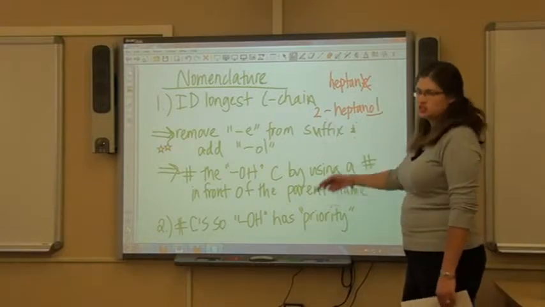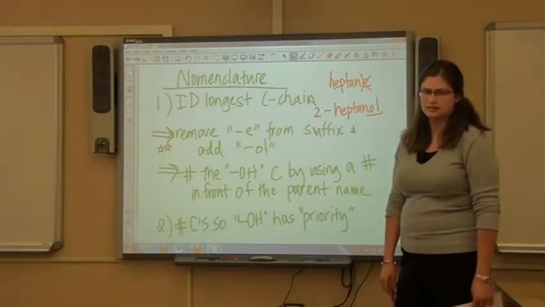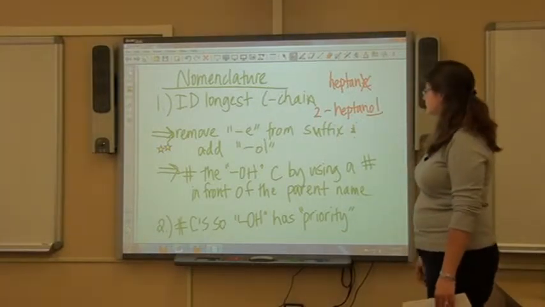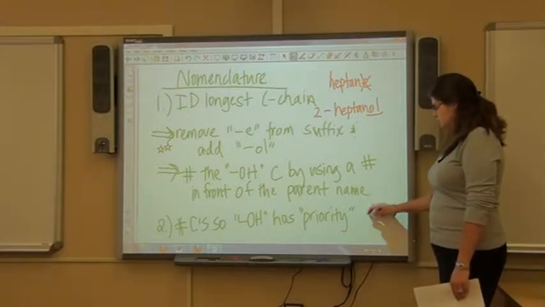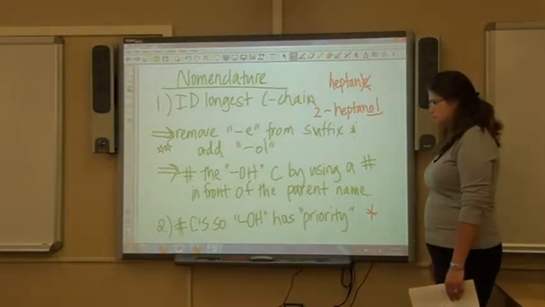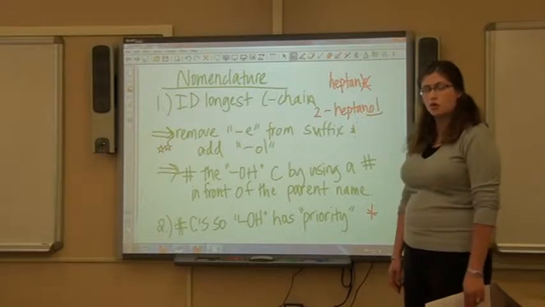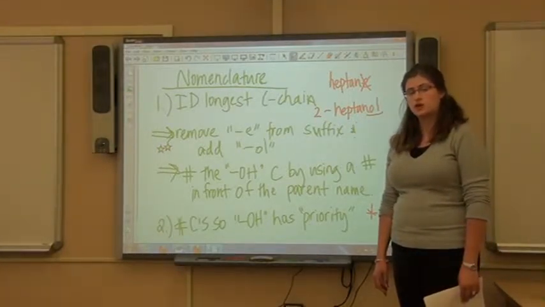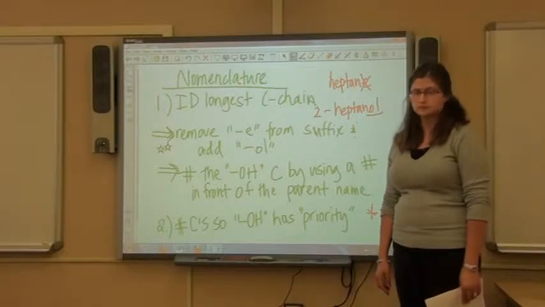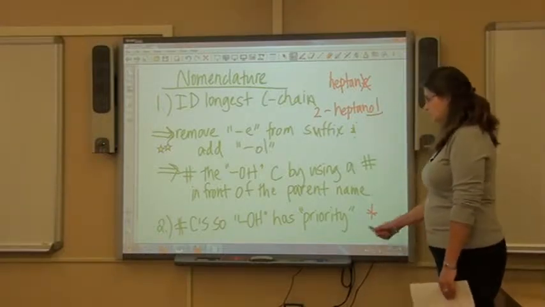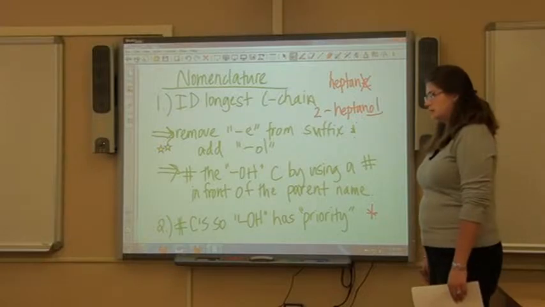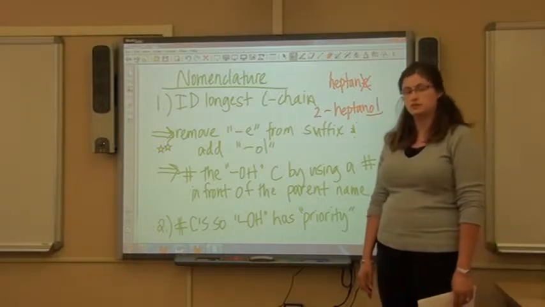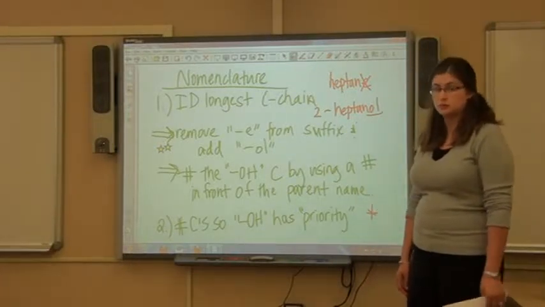So we're going to do this just the same way that we numbered for alkenes and alkynes. And now the next thing that's different is that in step 2 we have to number the carbons so that the OH group has what's called priority. In order to have priority, it just means you have to have the lowest number. So in this case, OH is always going to have the priority, even over other substituents or multiple bonds.